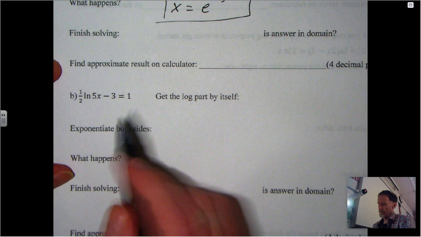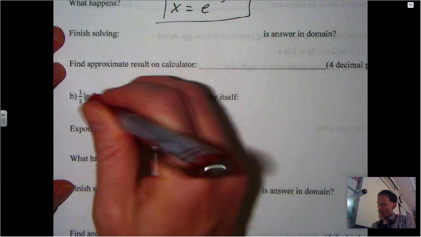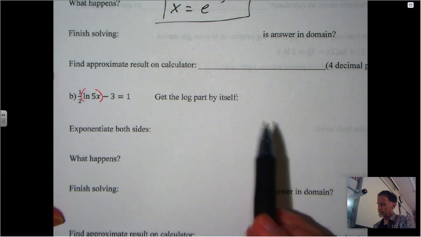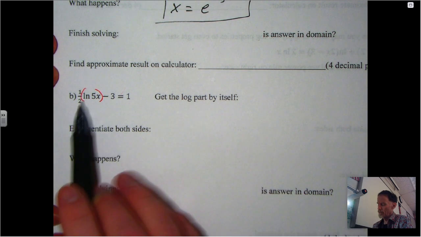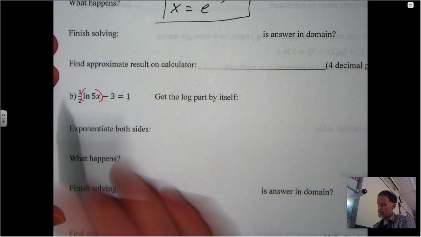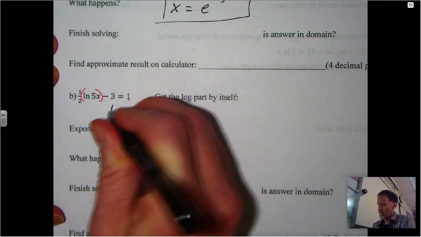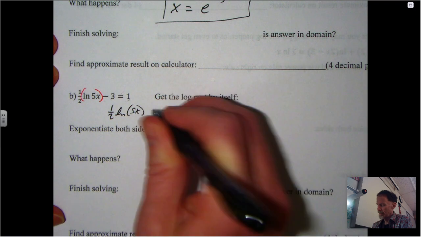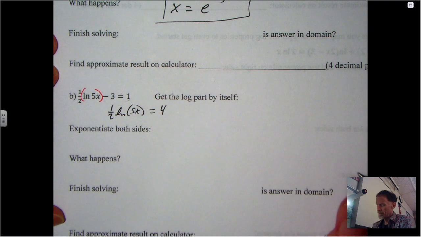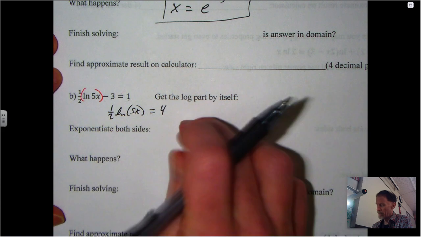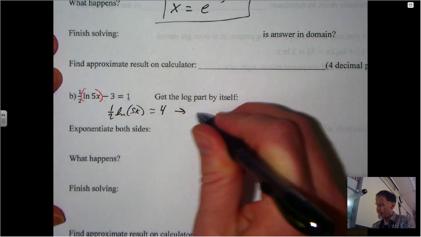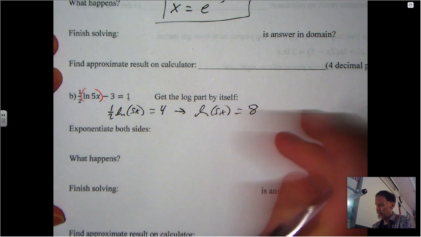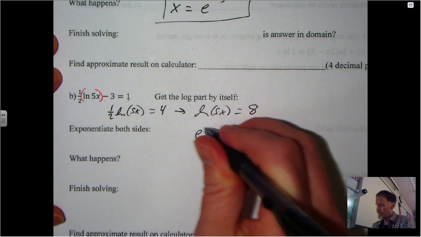Again, the first bit is to get ln by itself, and then just keep on going from there. In this case, we're going to add 3 to both sides and then multiply by 2. So we've got 1/2 ln of 5x equals 4, and then multiply by 2, so ln of 5x would be equal to 8. Exponentiate both sides. It's going to look like this.